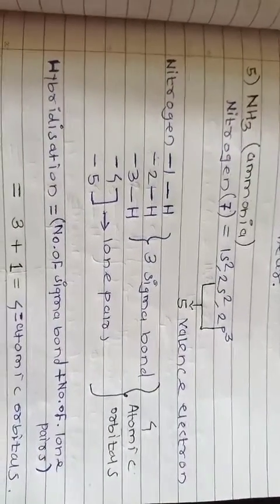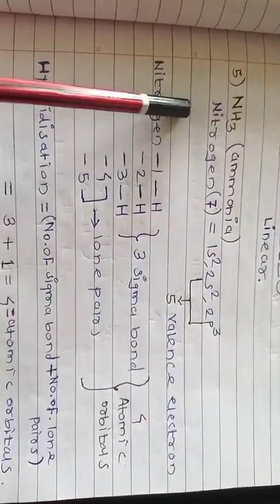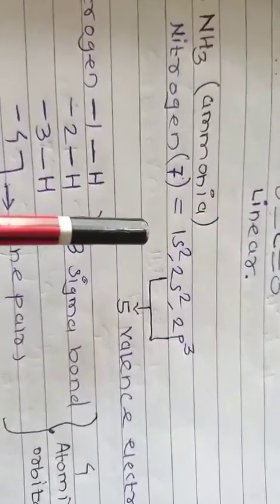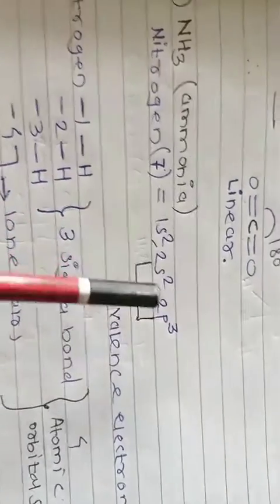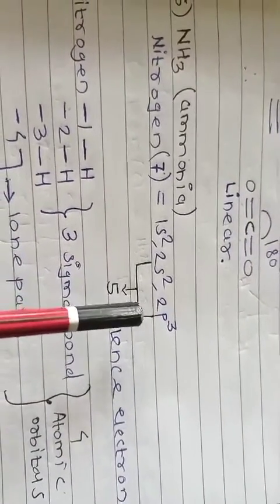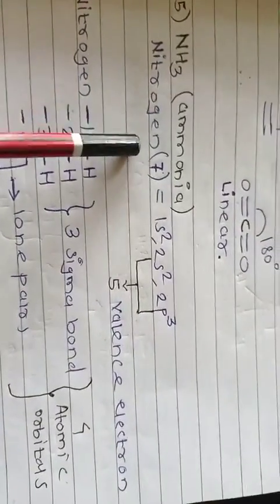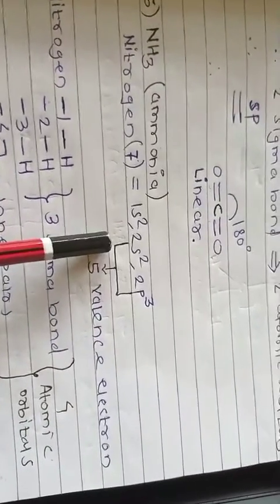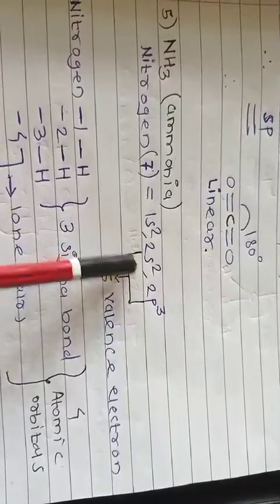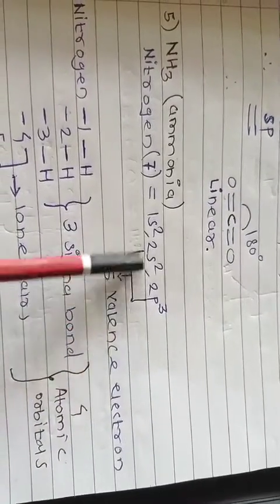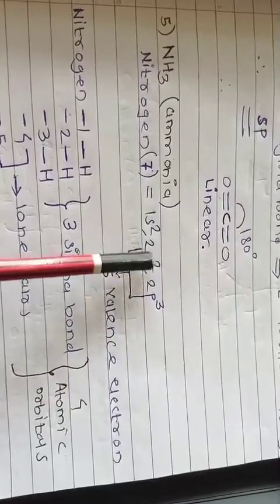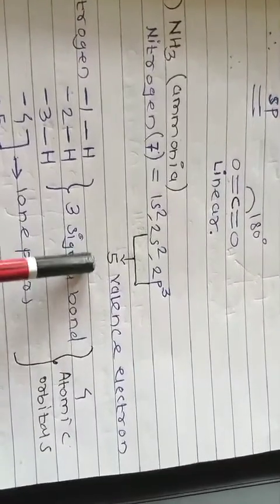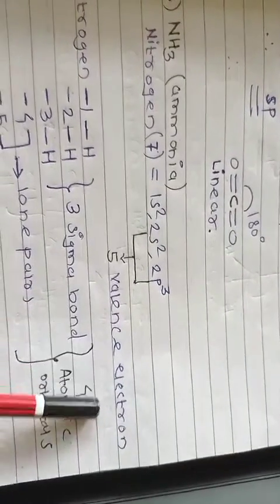Now let's understand example number 5, that is ammonia. In ammonia there is nitrogen. We know nitrogen has atomic number 7, and the electronic configuration of nitrogen is 1s2, 2s2, 2p3. Nitrogen belongs to group number 15. In the 2s and 2p subshells there are a total of 5 valence electrons in the second shell, that is 2 plus 3. So basically there are 5 valence electrons in nitrogen.